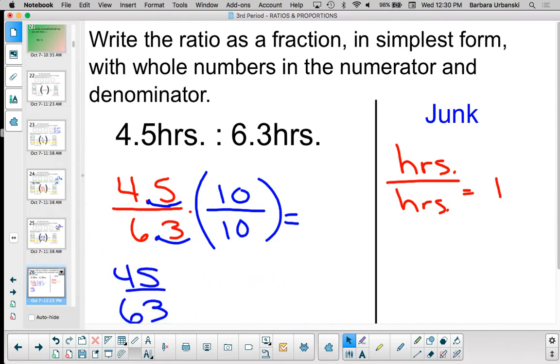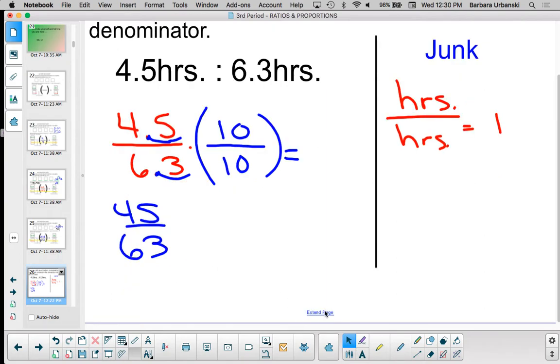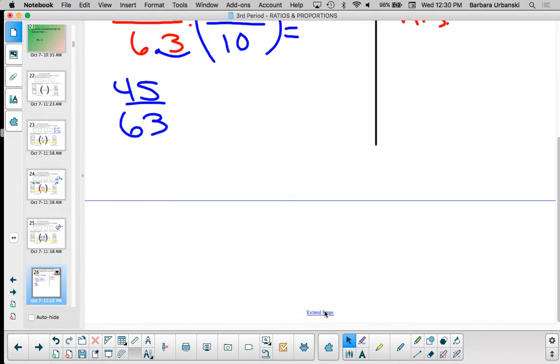Now they want us to get this in simplest form. So let's take a look at 45 and 63. This is where some of you get a little mixed up because you don't know all of your multiplication facts. We just learned how to figure out if you can divide a number by 2. Neither one of these is an even number. They don't end in 0, 2, 4, 6, or 8. So they are not divisible by 2.